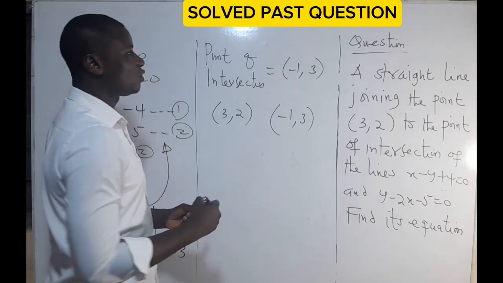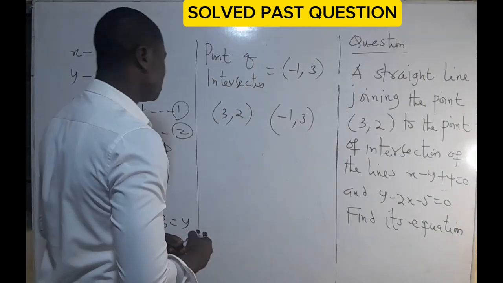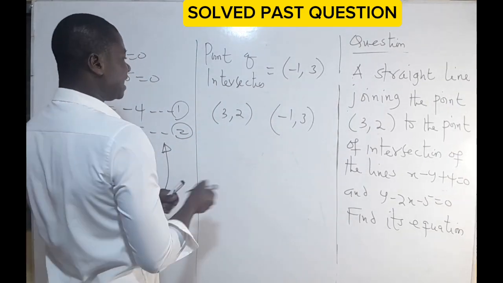So these are 2 points on the line. And that is the line that we are finding its equation, okay? So you need to find the gradient first. The gradient of that line.